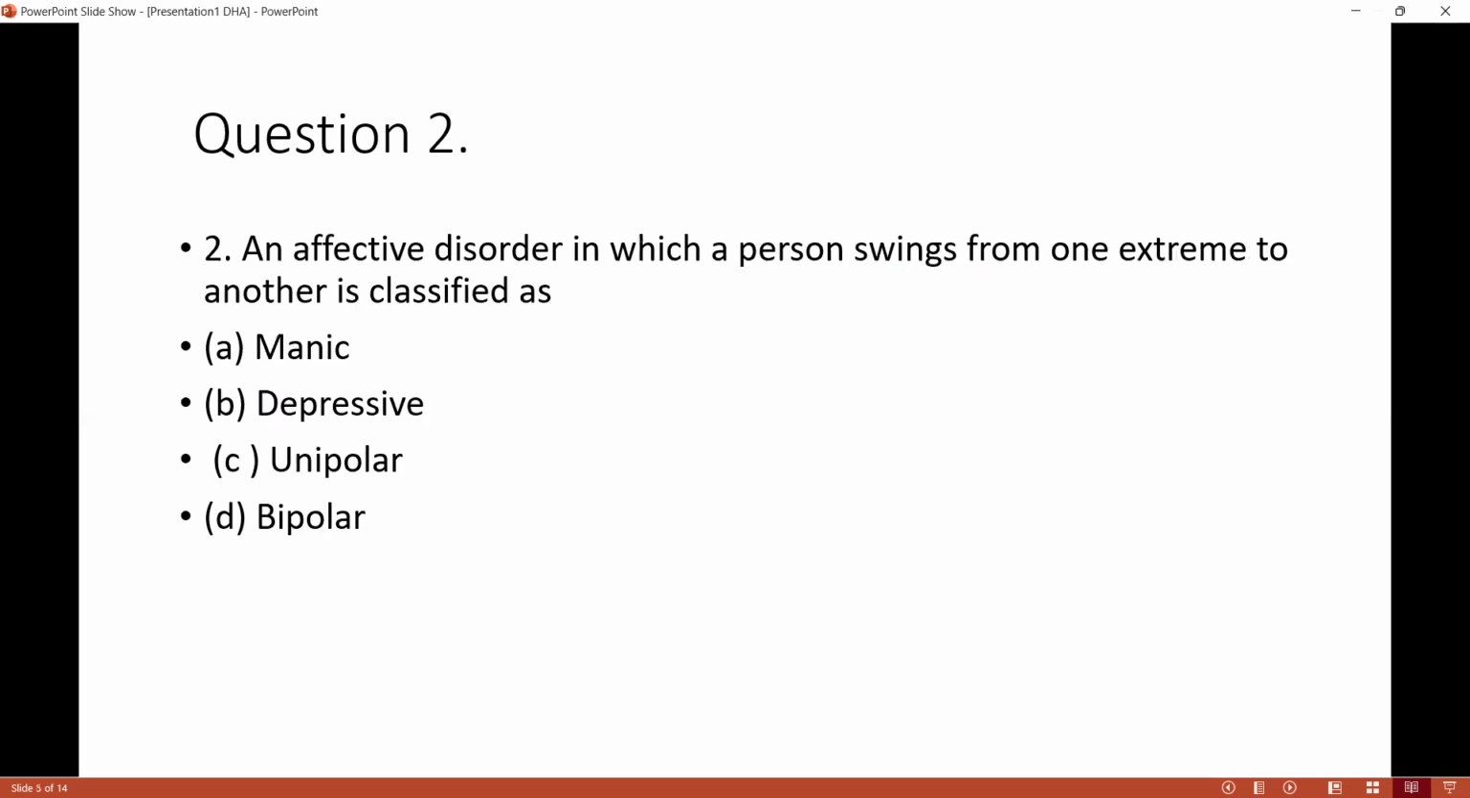So this is our question number 2. An affective disorder in which a person swings from one extreme to another is classified as manic, depressive, unipolar, and bipolar. So the question is about an affective disorder in which a person swings from one extreme to another is classified as, so the correct answer is bipolar.